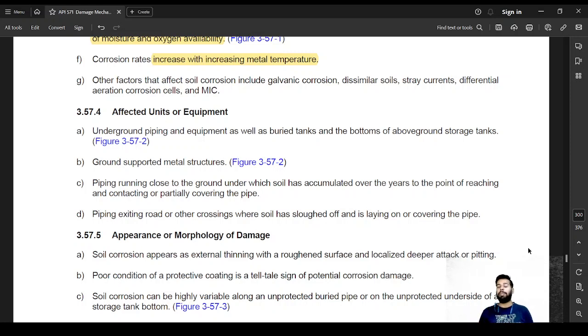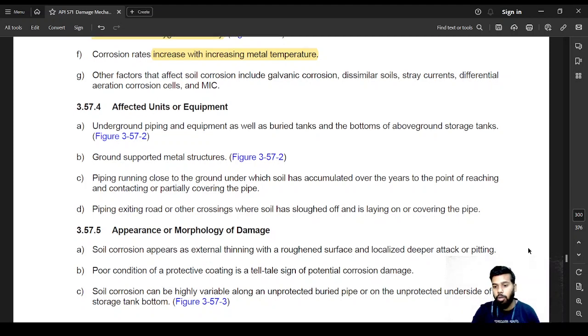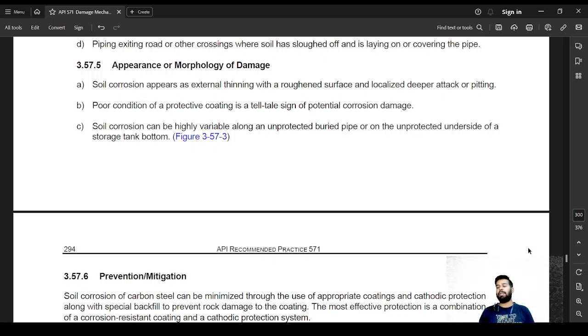Affected units or equipment: underground piping and equipment as well as buried tanks and the bottoms of aboveground storage tanks are very much subjected to this. Ground metal support structures: piping running close to the ground under which soil has accumulated over the years to the point of reaching contact or partially covering the pipe. Piping exiting the road or other crossing where soil has sloughed off and is laying on or covering the pipe.